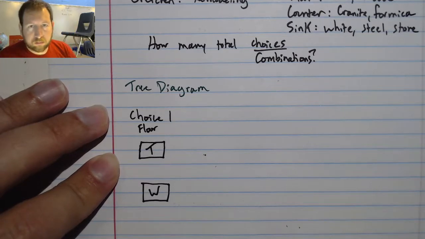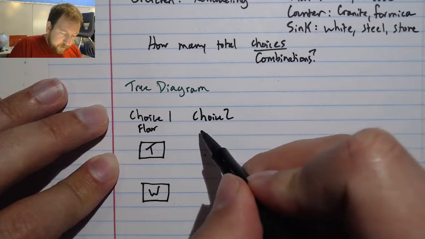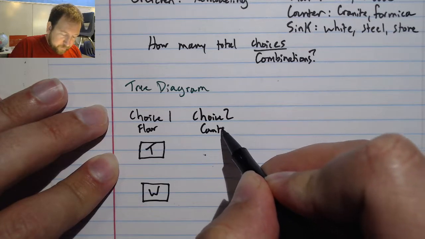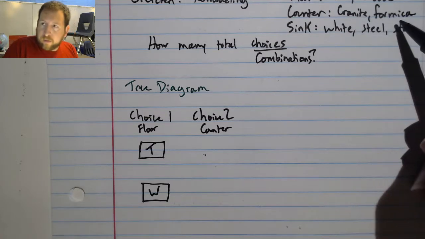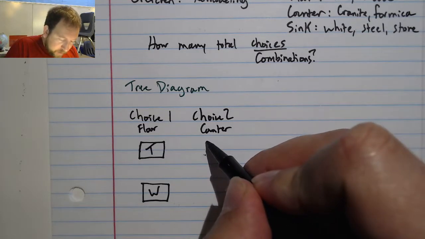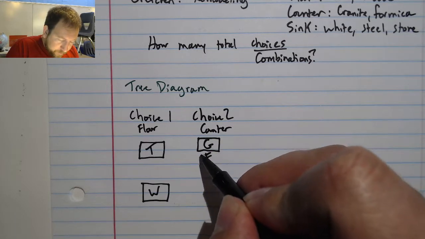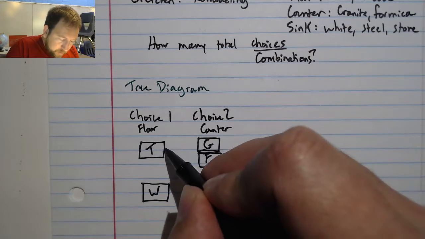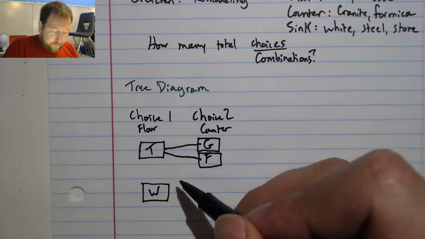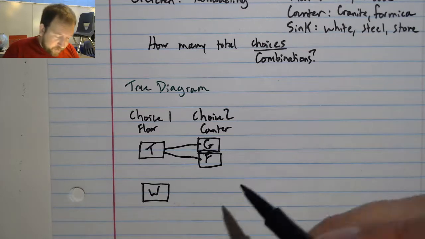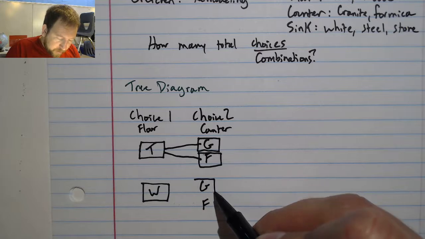wood. Okay, let's look at choice 2. This is our counter. Now, I can say that we can either be granite or formica. So I'm going to say we can be granite or formica. And I'm going to draw a little arrow to my tile. Now, for my wood, I can also have the choices of granite or formica.